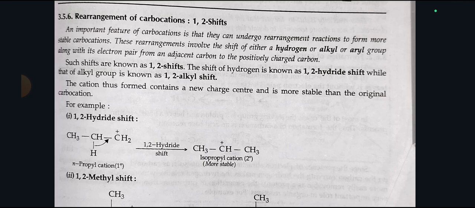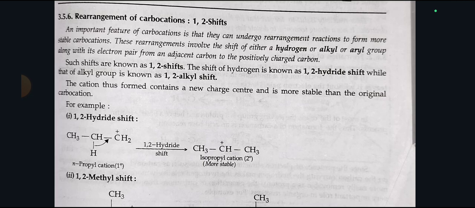The shift of hydrogen is known as 1,2 hydride shift, while that of an alkyl group is known as 1,2 alkyl shift. The cation thus formed contains a new charge center and is more stable than the original carbocation.